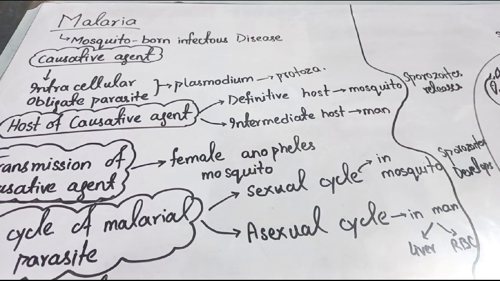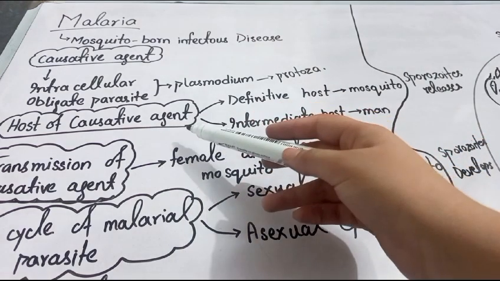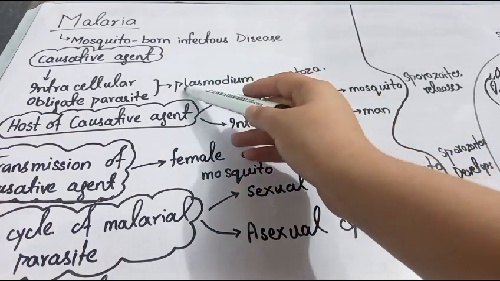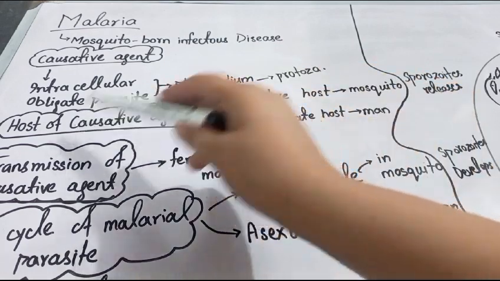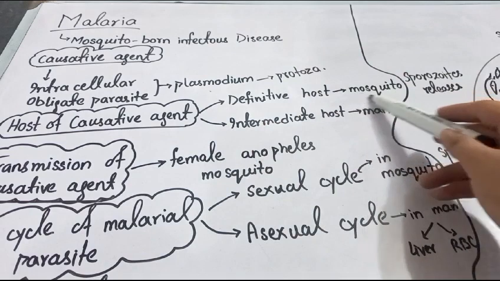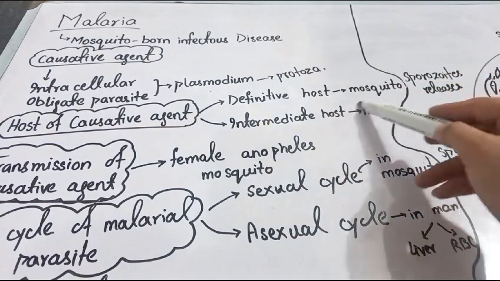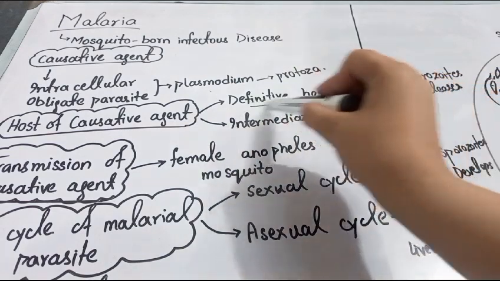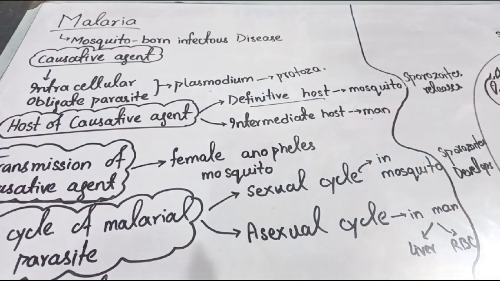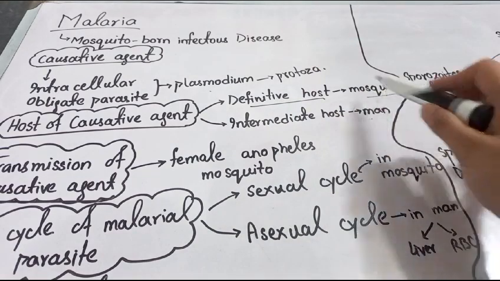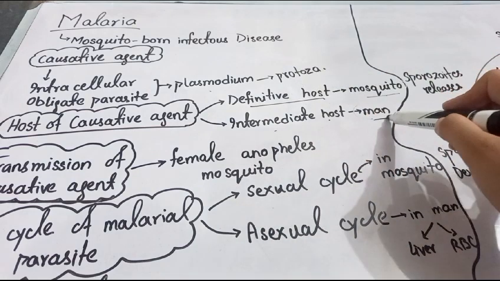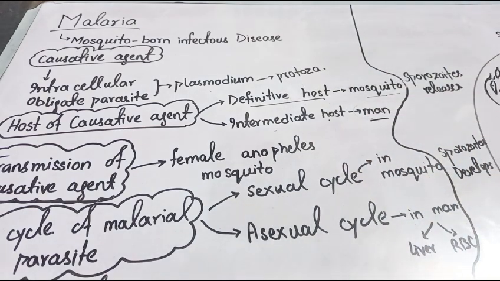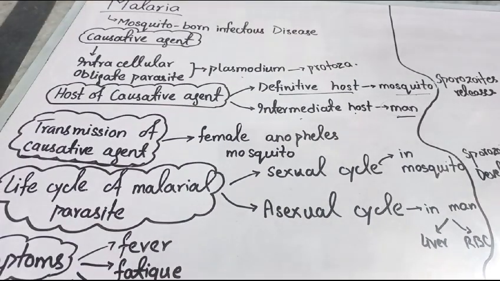Okay, so let's discuss the host of that causative agent. The causative agent is Plasmodium, which is a protozoa. The host of this protozoa can be the mosquito and the man. The definitive host of Plasmodium is the mosquito, but the intermediate host of Plasmodium is man. How this is so, we will discuss in its life cycle, so this will be covered there.